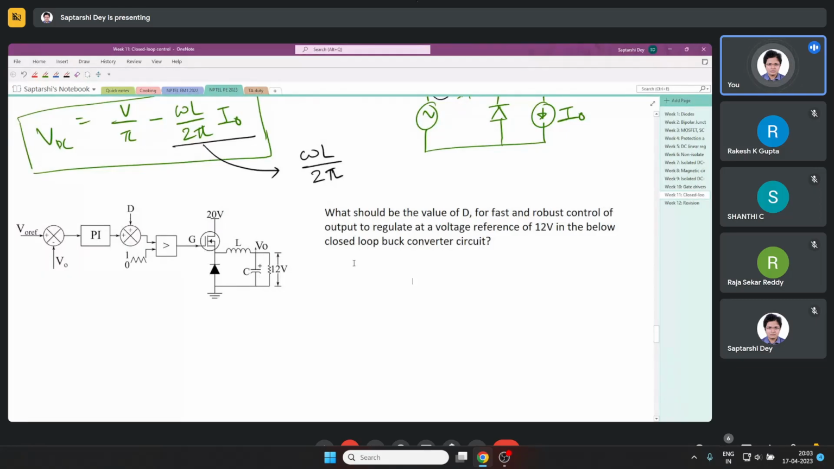Right. So what should be the value? So this is a closed loop control of a buck converter. Can you identify the buck converter? Yes, sir. This is a buck converter. Now, what should be the value of D for fast and robust control of output to regulate a voltage reference of 12 volt in the below flow? So this thing is there in the lecture.